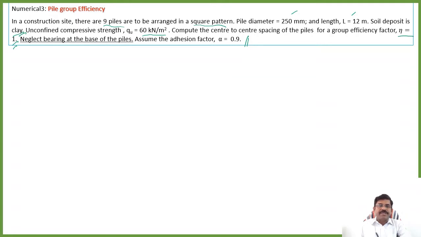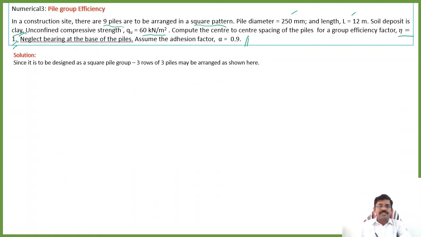So in this type of numericals, students have to do the individual action of piles in a group and the block action of the pile group. These two calculations should be done and compared, and the lower value is taken as the pile capacity. The group efficiency is the ratio of the group capacity of the piles in block action to the capacity of the piles in individual action of piles in the group. We will see how it can be calculated.